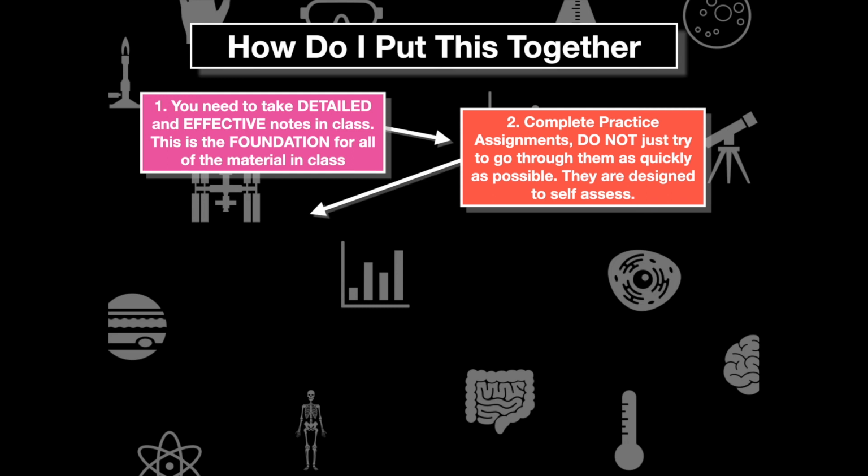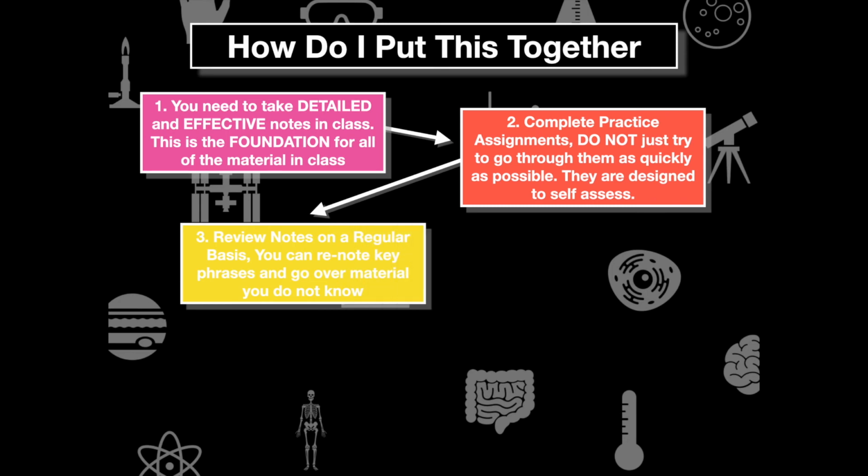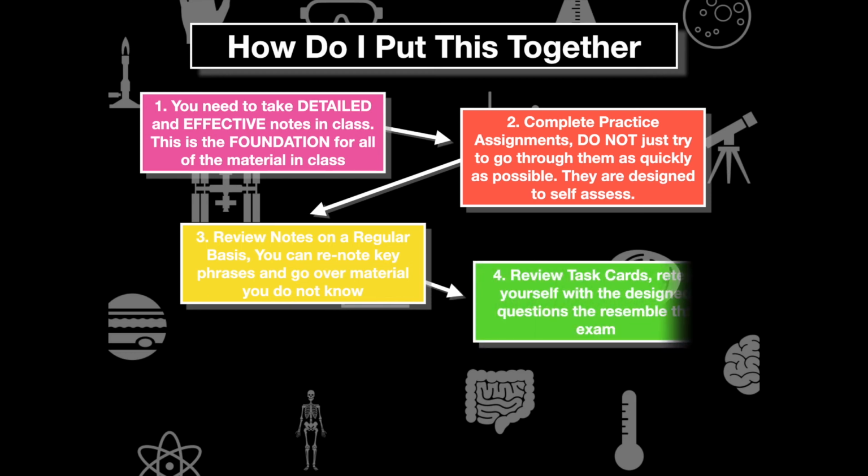All right, so that's pretty standard for a normal class. How do I take this to the next level and really make myself an effective studier? Well, I'm going to want to review the notes on a regular basis. I'm going to want to go over some of the material that I don't know. And once I've reviewed those notes, you're going to review the task cards and retest yourself. The task cards go along with the doodle diagrams, which go along with the videos, which go along with all of the notes that you have.